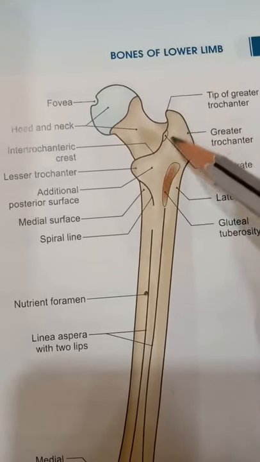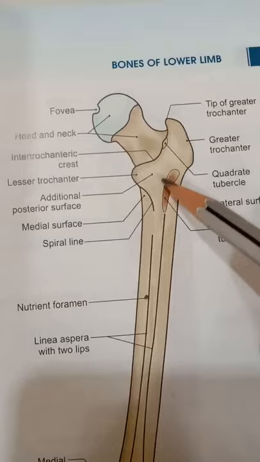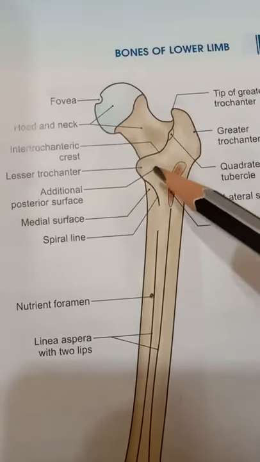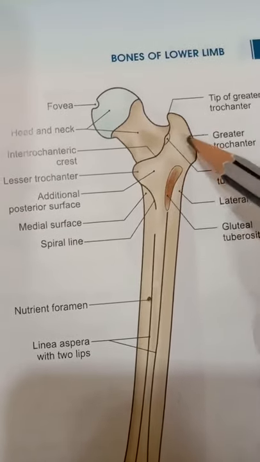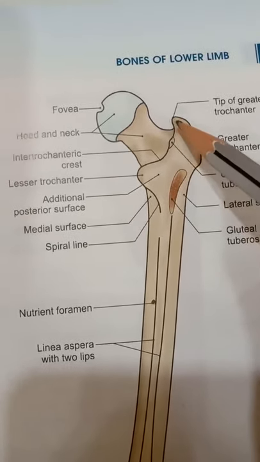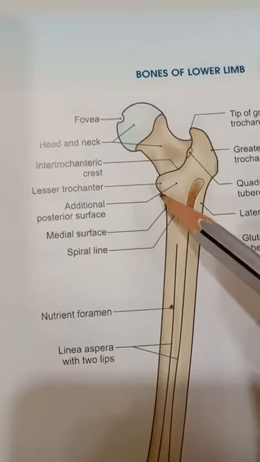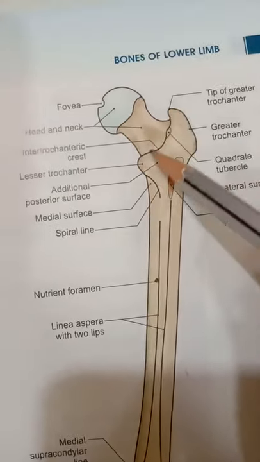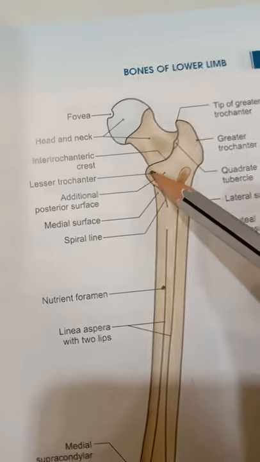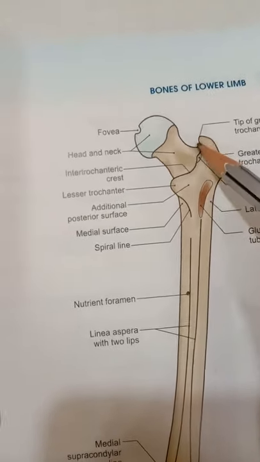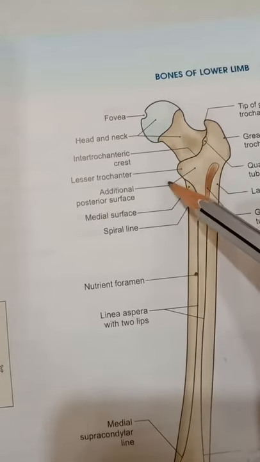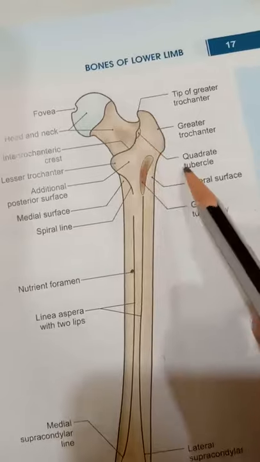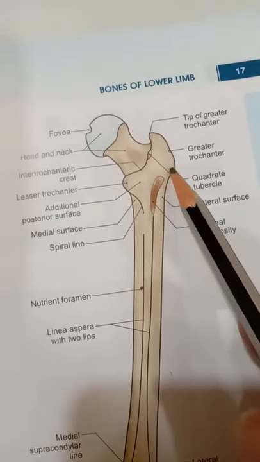It marks the junction of the posterior surface of the neck with the shaft of the femur, and it is a smooth rounded ridge which begins above from the posterior superior angle of the greater trochanter and ends at the lesser trochanter. So this is the greater trochanter, this is the lesser trochanter. So that is the intertrochanteric crest. The rounded elevation a little above its middle is called the quadrate tubercle. So here you can see, that is the quadrate tubercle.